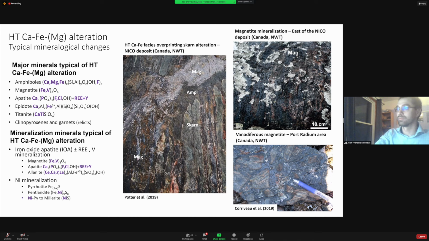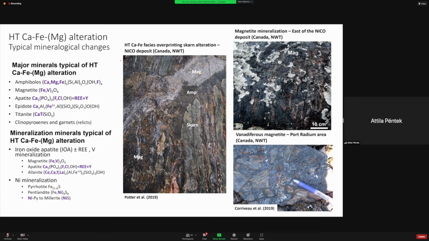Maybe I'm just going to read the question, so maybe some people have missed it in the chat. Dan was asking, how can we explain the immiscible-like textures in Kiruna with apatite by replacement? Well, continue, JF, and then maybe at the end we can get back to this.